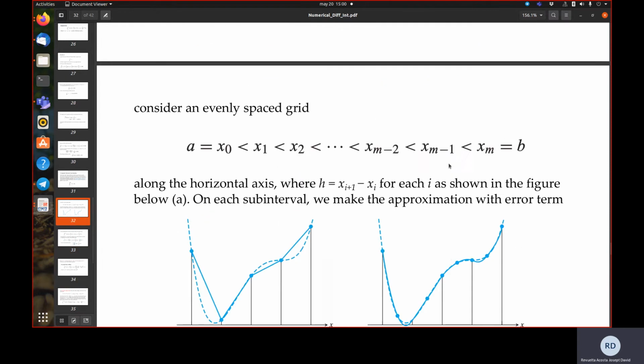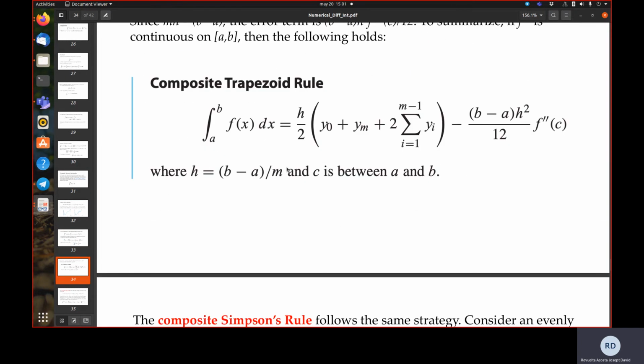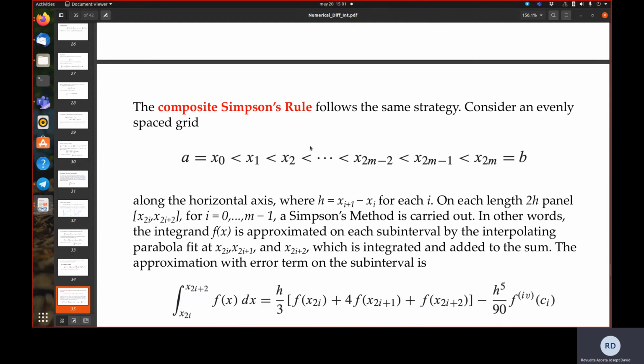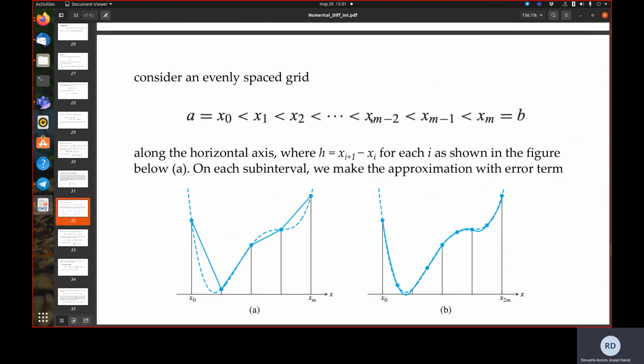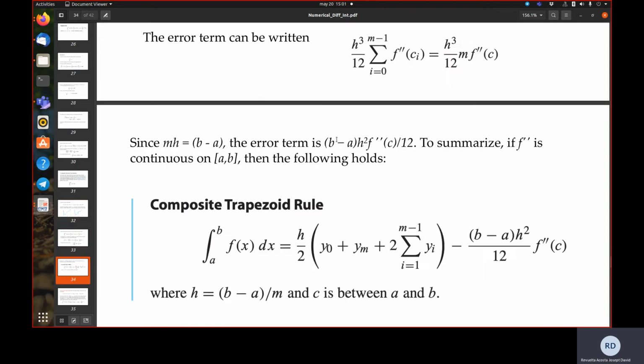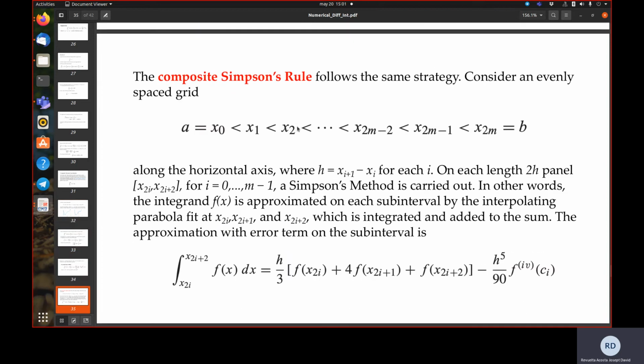So pretty much the same as what we did here, we can actually apply it to the composite Simpson's rule. So what we do is the same strategy. We define an evenly spaced grid right here, same condition that we already have here. However, we have an important thing. So here is actually an interval that is in between the 2 points that define the intervals. However, here we have something different because we have x0, x1, x2, and then we have x2m minus 2.